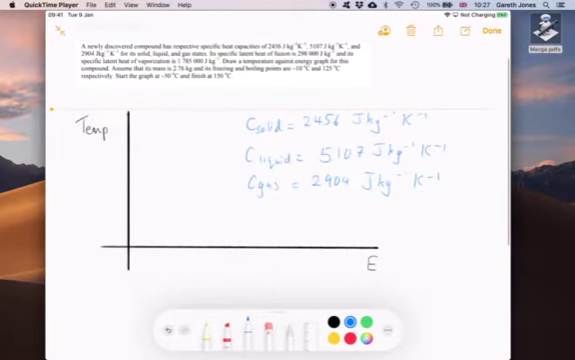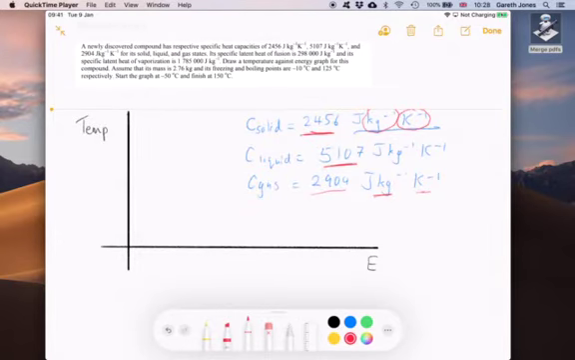Okay, now again, let's look at what these units are actually telling us. If I want to take 1 kilogram and increase the temperature of 1 kilogram by 1 Kelvin, I need 2456 joules. That's what the unit means, 2456 joules for 1 kilogram to increase by 1 Kelvin. Now to increase the liquid by 1 Kelvin, if I have 1 kilogram of the material, I need a lot more energy. Now for the gas, to increase 1 kilogram by 1 Kelvin, I need somewhere in the middle, 2904.